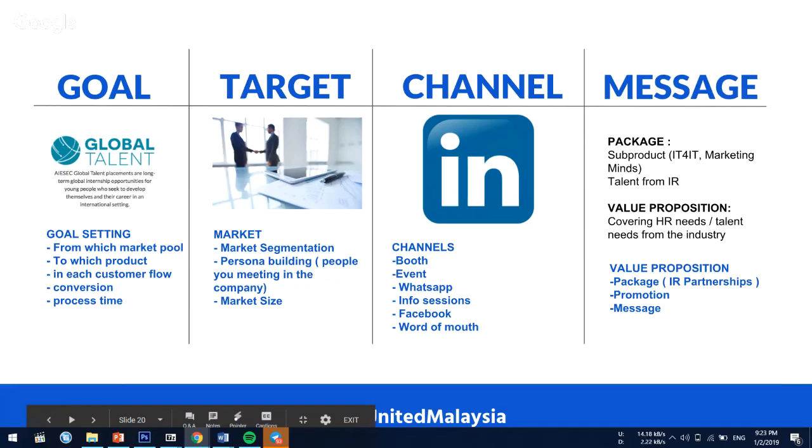So for channel, I put LinkedIn here as an example, but in global talent, events or career booth and this kind of thing, it also depends on what is the key channel that you are using to reach out to your EPs as well as your companies. So message, your value proposition or your product. For example, the products that we are having now, IT for clients, talent from IR and things like that. Value proposition covering HR needs, talent needs from the industry, for example. Yeah. So that's the example of global talent.